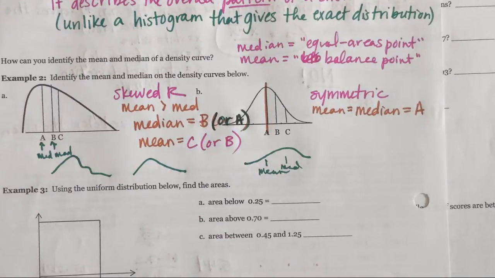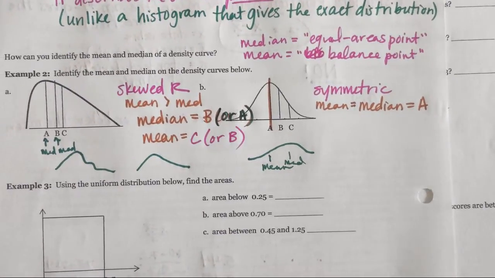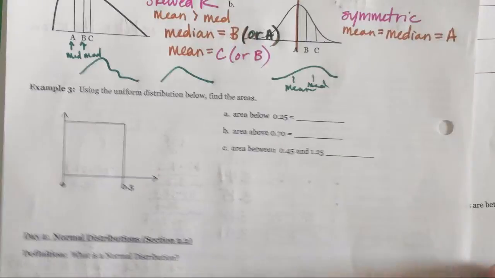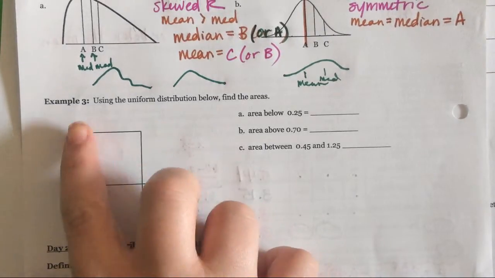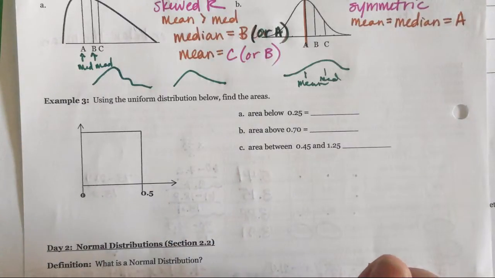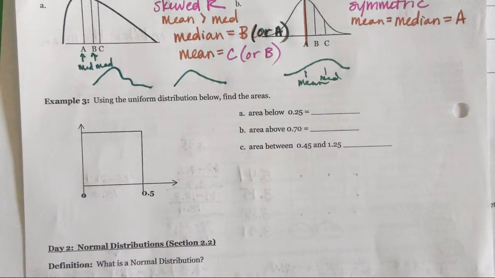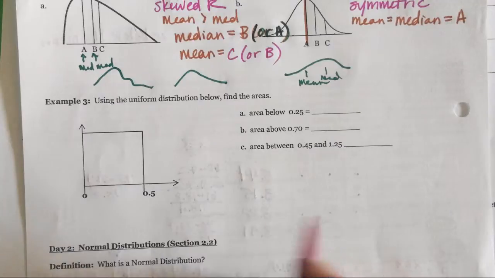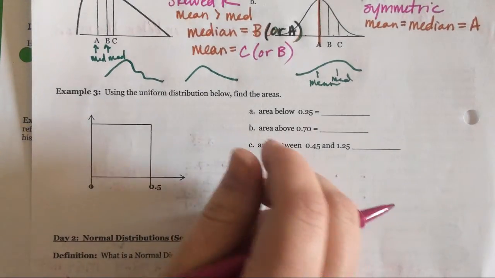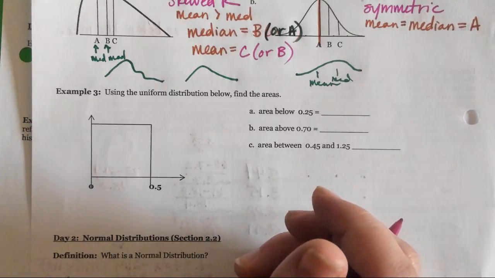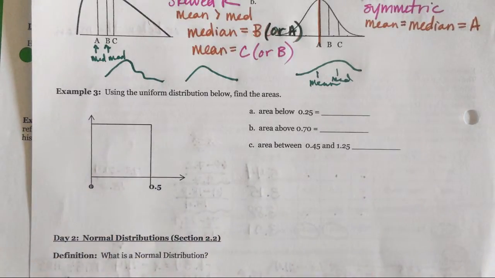Okay, we got one more left, and then we're on day 2, which is normal distribution. So one more. It says, using the uniform distribution below, find the area. So notice how it's made this perfect uniform graph, which we haven't really got to practice with, so this is good. So they've told us 0.5 is here. Find the areas.